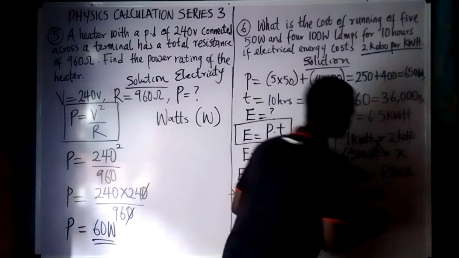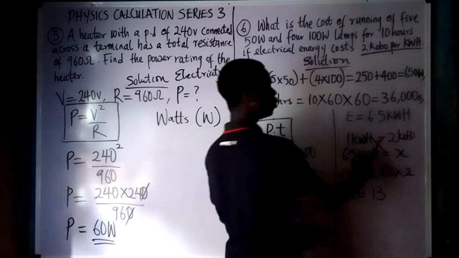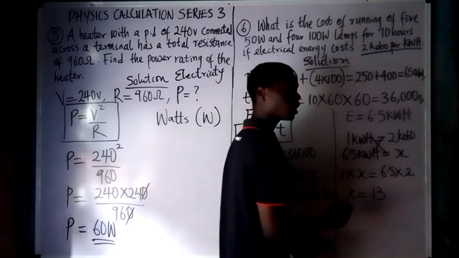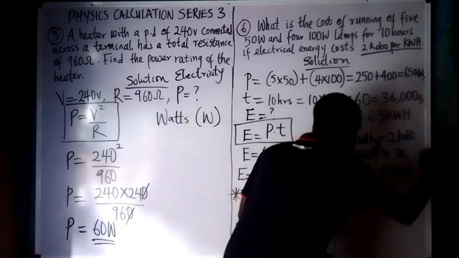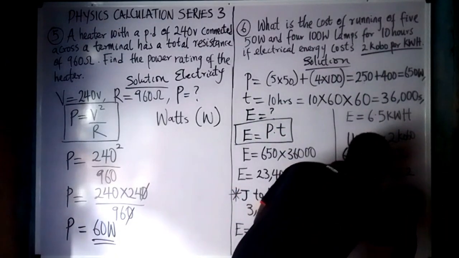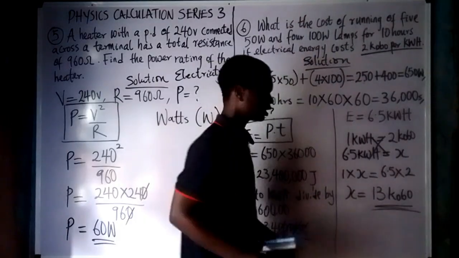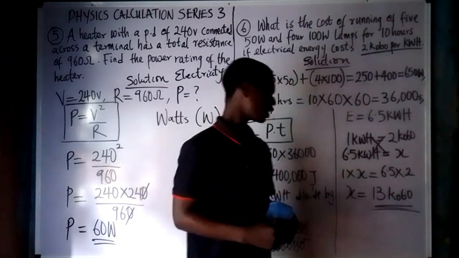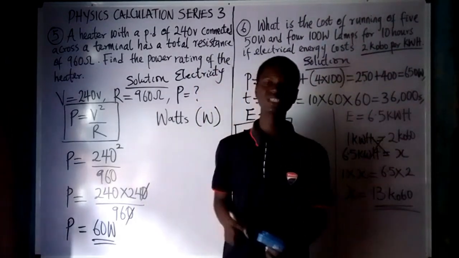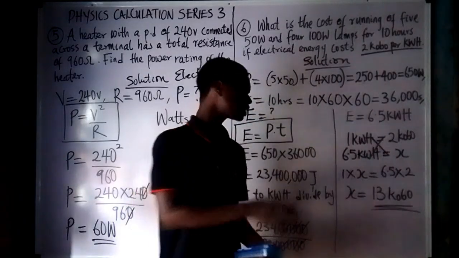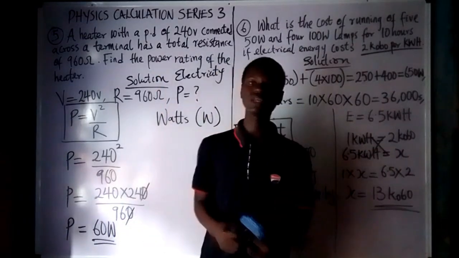Exactly 13. And because this side is for kobo, while this side is for kilowatt hour, our answer will be in what? Kobo. 13 kobo. So the question that says, what is the cost? Our answer to it is X equals 13 kobo. I clearly hope you understand how this question on the board was solved.